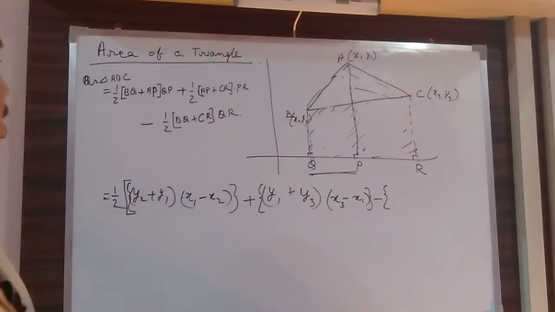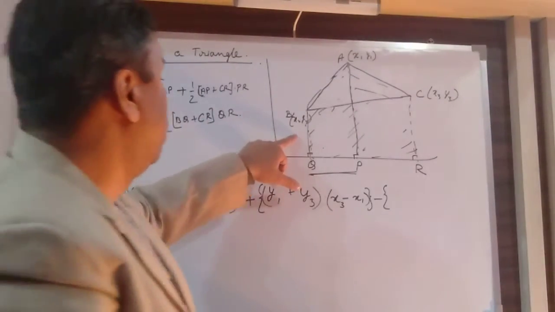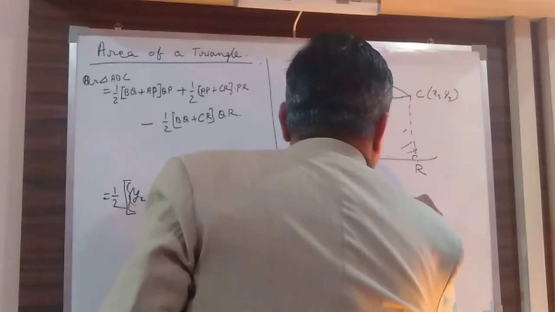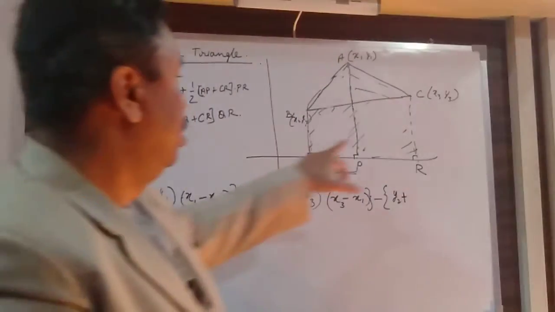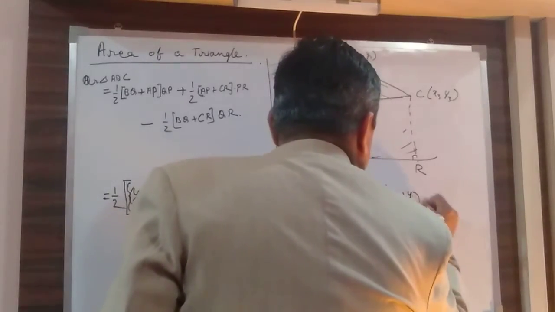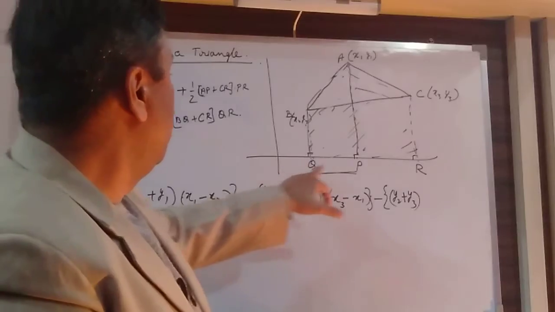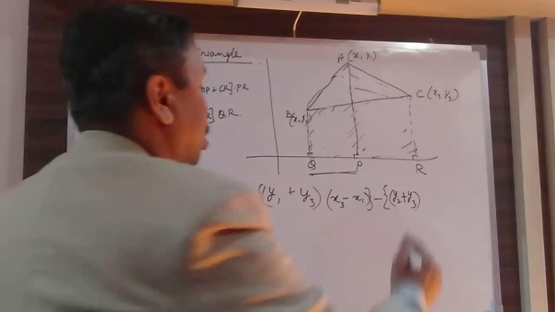Plus, now BQ. BQ, as I told, is y2, plus CR, that is y3, multiplied by QR. So now this will be x3 minus x2.